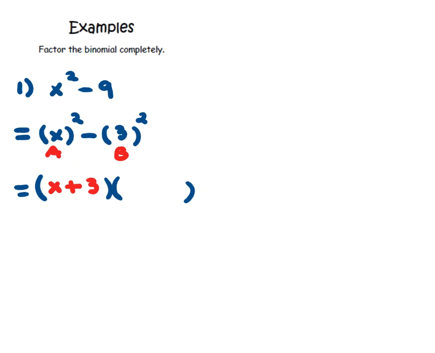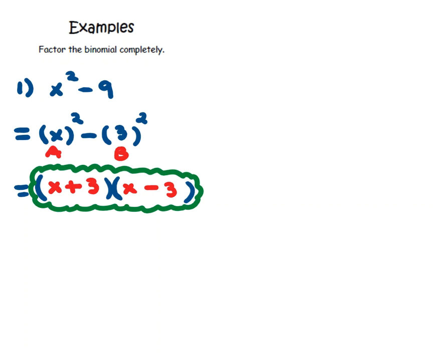In the second set of parentheses, you're going to use x and 3 again, but this time you're going to subtract them. And that right there is our answer, or in other words, the factored version of x squared minus 9 using the difference of two squares formula.